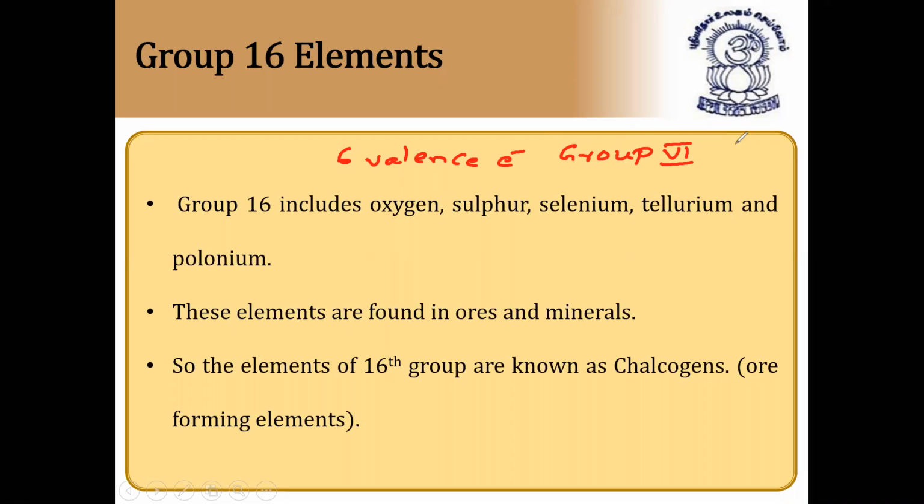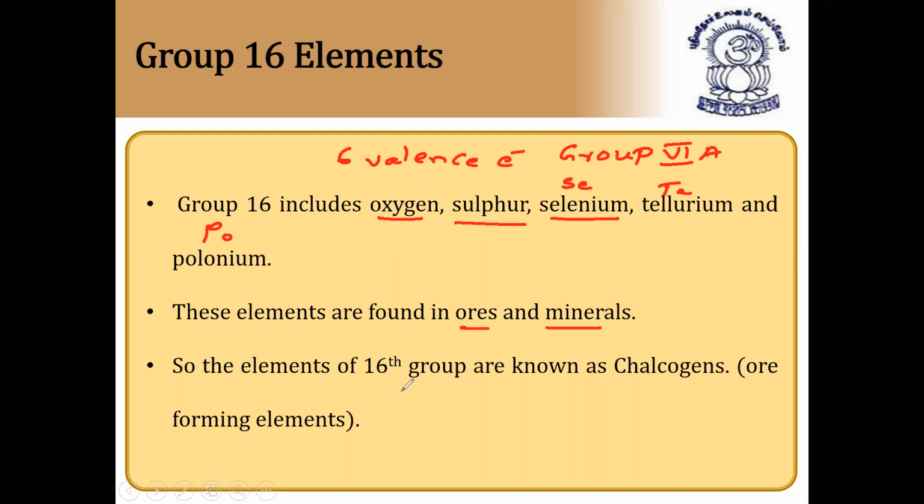Group 6A. So group 16 or group 6A, both are the same. These elements include oxygen O, sulfur S, selenium Se, tellurium Te, and polonium Po. So these are the elements. These elements are found in ores and metals.